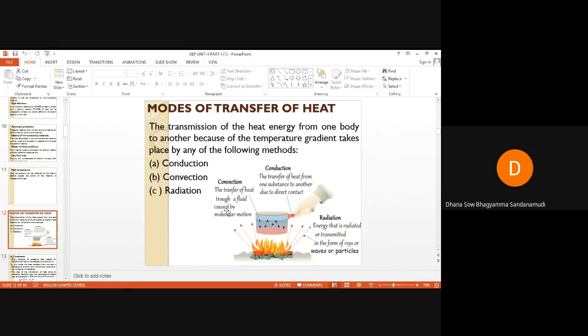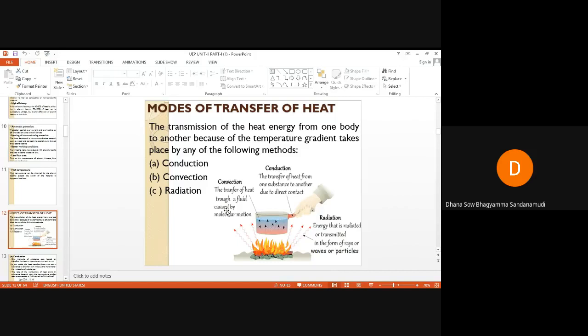So here, if the transfer of heat is from one substance to another substance due to direct contact, that is known as conduction. And convection means, if you see here, water is boiling. Initially the water which is on the surface of the vessel will boil.